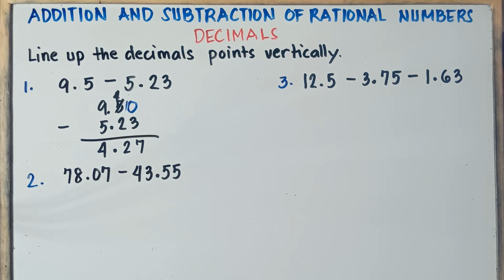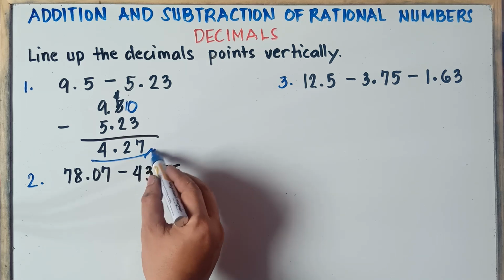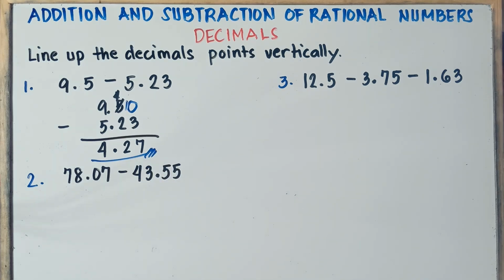So that would be 4.27, or you can read that one into words. That would be 4 and 27 hundredths. So that's the answer, class, for number 1. Easy, right, for number 1. Alright, let's have example number 2.